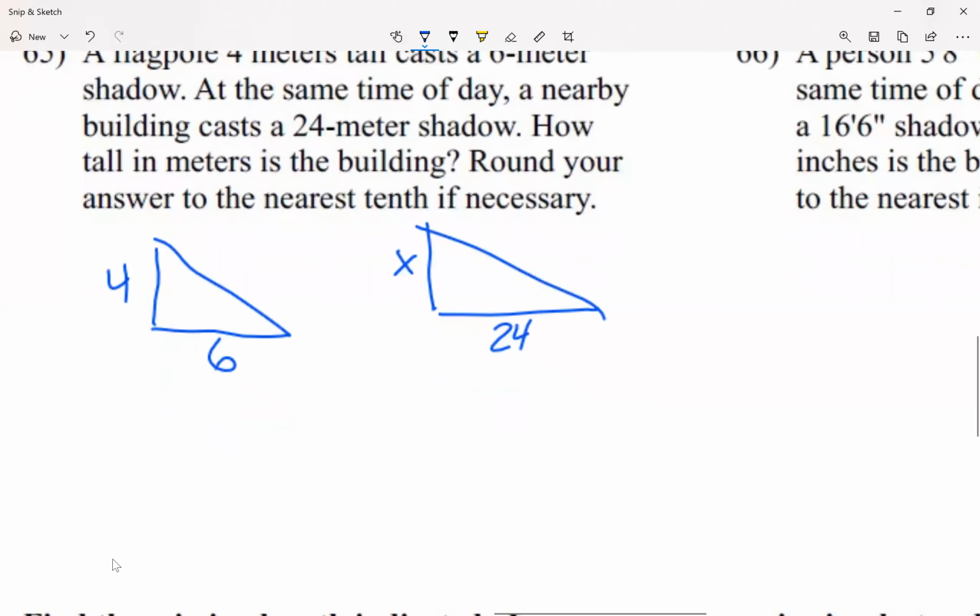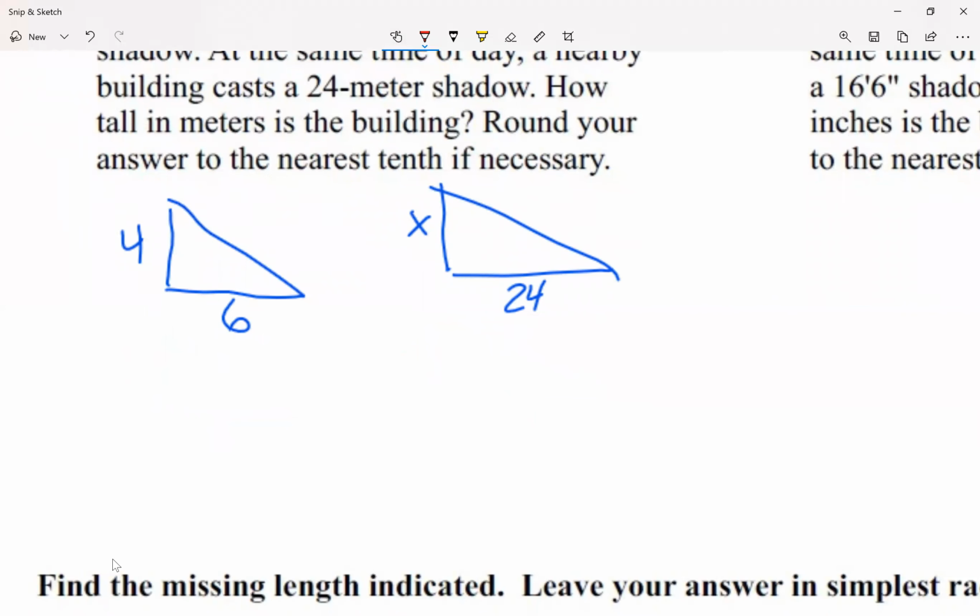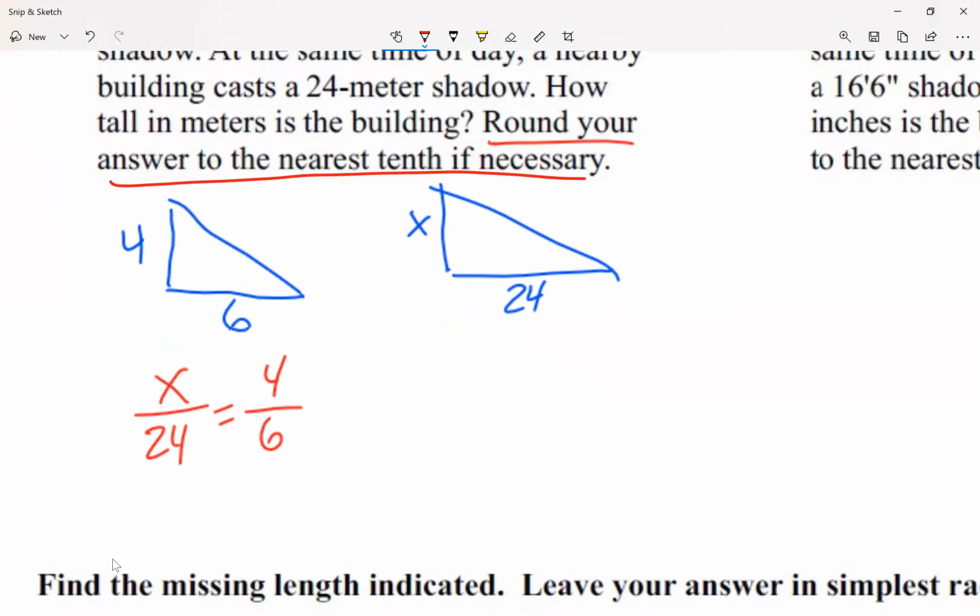From one triangle, I'm going to use the fraction x over 24. I know x goes with 4 and 24 goes with 6. I'm going to cross multiply and solve for x, but keep in mind that it says round your answer to the nearest tenth if necessary. That means I might have decimals.